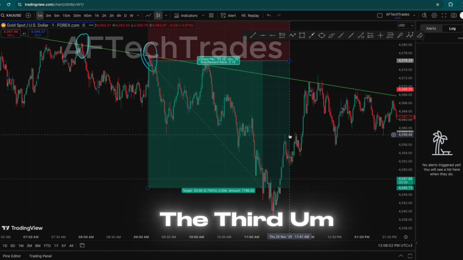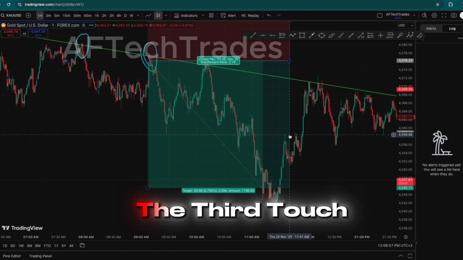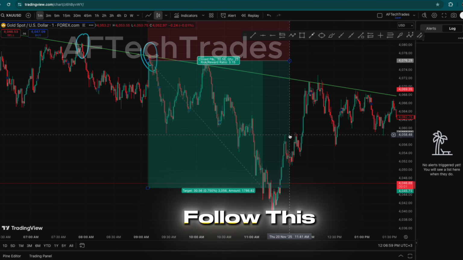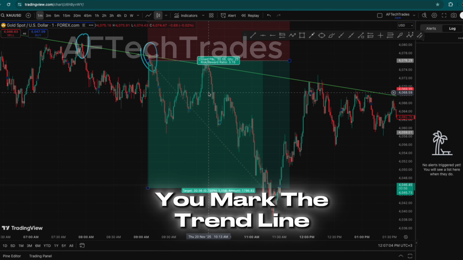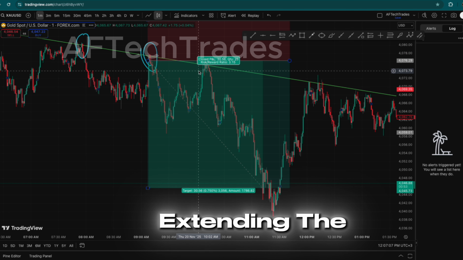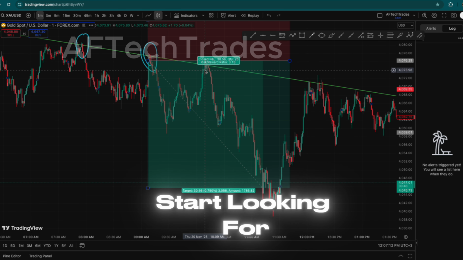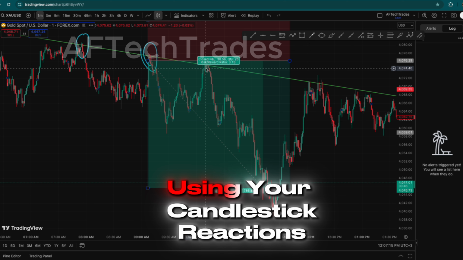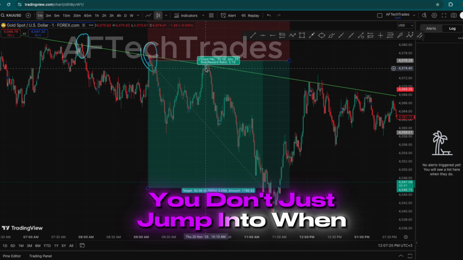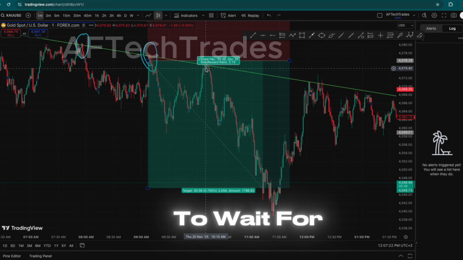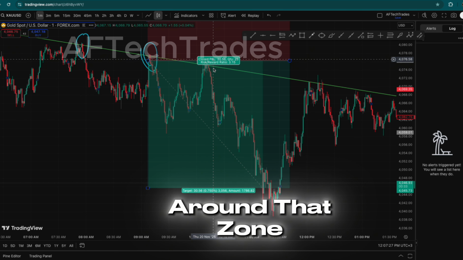At the touch of the third market reaction on your trend line, the third touch, please, you have to follow this rule. The third touch should be where you'll be taking your entries. You mark the trend line, you keep extending the trend line. Once you have the third touch on your trend line, then you should start looking for your entries using your candlestick reactions. You don't just jump in when you see the third touch. No, you have to wait for the candlestick to close and observe the candlestick reaction around that zone.